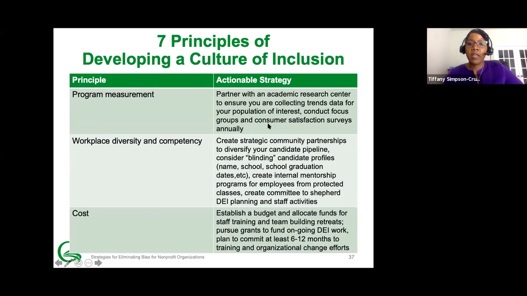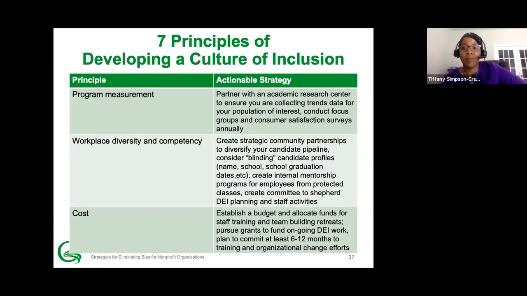Just some other things. Program measurement, depending on what your mission is and what your service array is: partnering with a local university, taking advantage of evaluators and researchers from a local academic institution to help you. If you want to study who you serve and ways you can serve them better, college students are a perfect resource for you to capture that data. And so here are some other things that you can do.